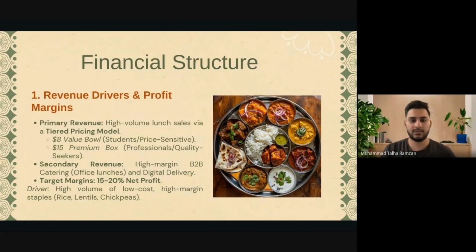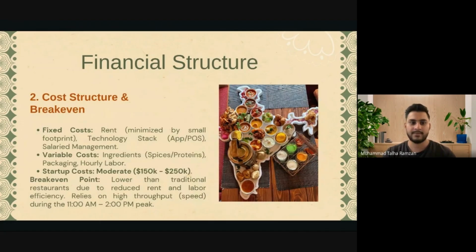Yes, so I'm going to go over the financial structure. Our primary revenue is going to come from the high volume lunch sales with the tiered pricing model we've discussed earlier, which is value bowls catered towards students and price sensitive customers, but premium boxes catered more towards the professionals. Secondary revenue is a high margin business to business model, which is catering in office lunches or university events. The target margins that we have are 15 to 20% net profit, which is pretty average for a restaurant.